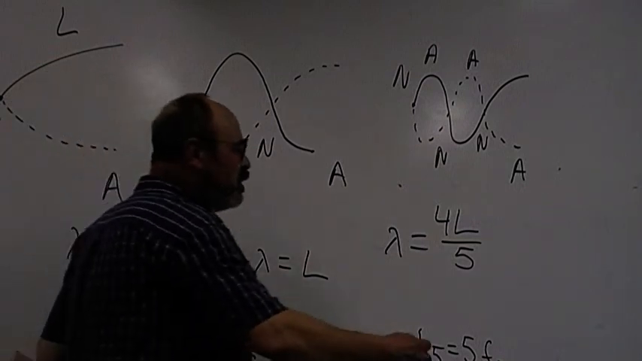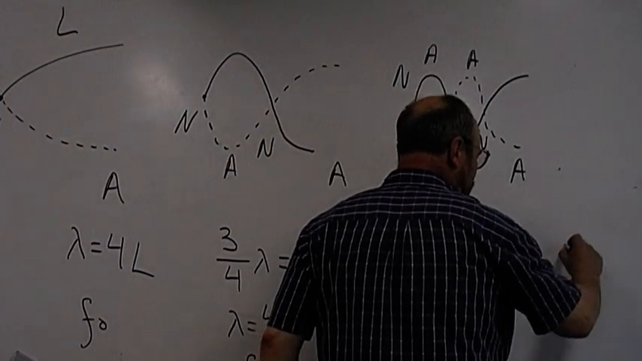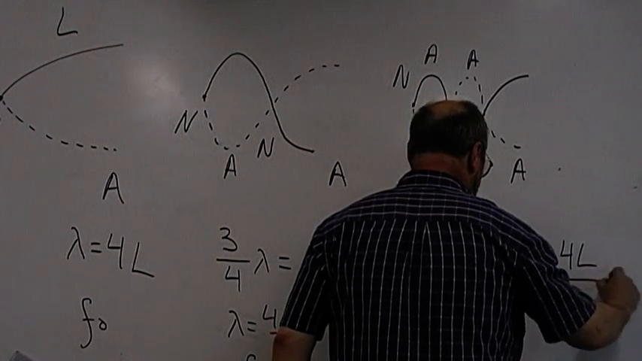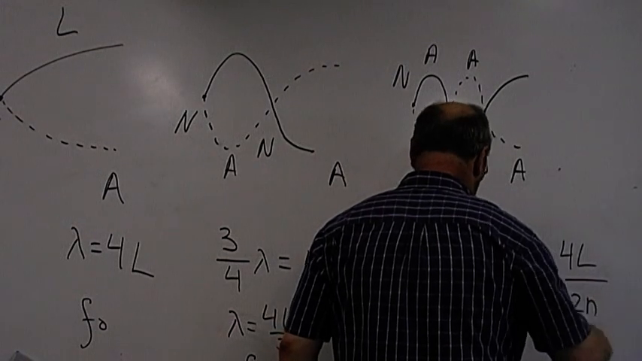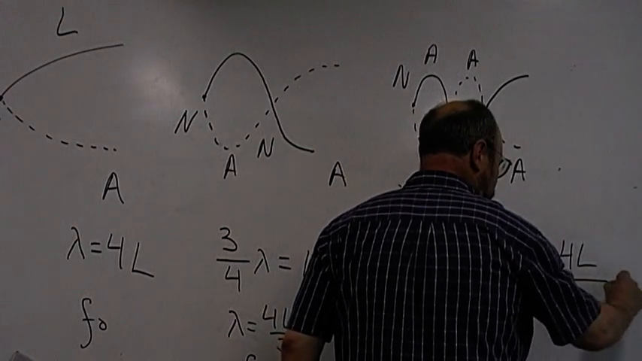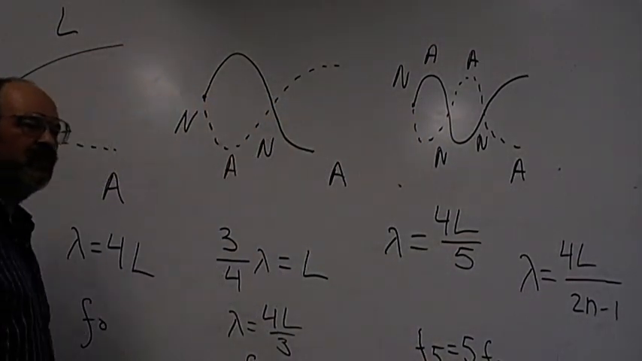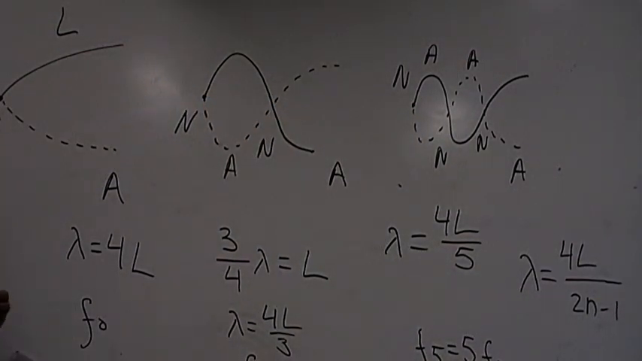And the general formula for wavelength will be lambda equals 4L divided by 2n minus 1. Going to the next harmonic, we always add one node and one antinode. Make sense? Okay, that's pretty much all about waves on strings. And now we'll do some practice.